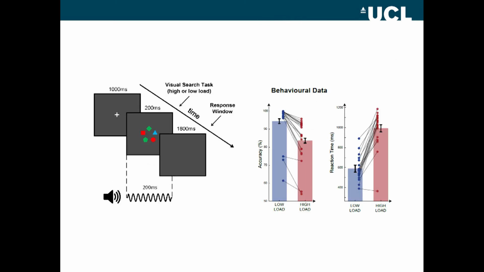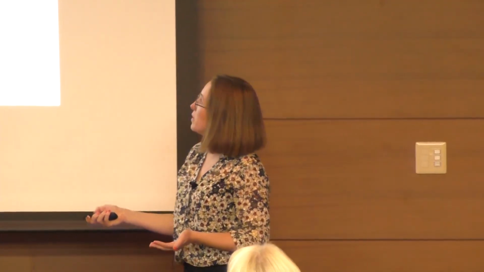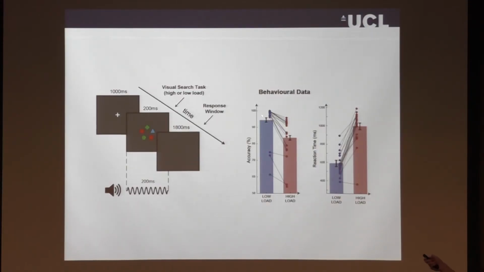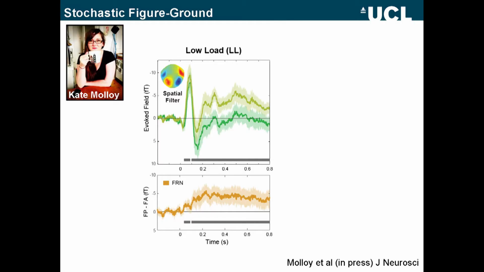And what this is showing you is just their performance on the visual task. This is just to convince you that our load manipulation has been achieved. So performance is always better in low load relative to high load, and also faster in low load relative to high load. And these are our brain responses.